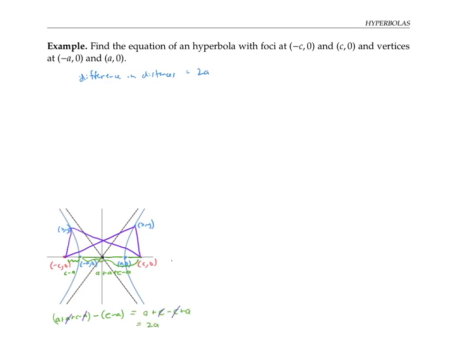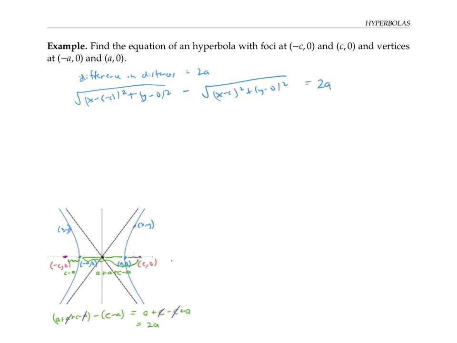Now I'll focus on a point on the right branch, and I'll write a formula for its distance to this point. That's the square root of (x minus -c) squared plus (y minus 0) squared. That's the longer distance. Now I subtract the shorter distance to this focus, and there the distance formula gives me the square root of (x minus c) squared plus (y minus 0) squared. That should always equal 2a for any point on that right branch.